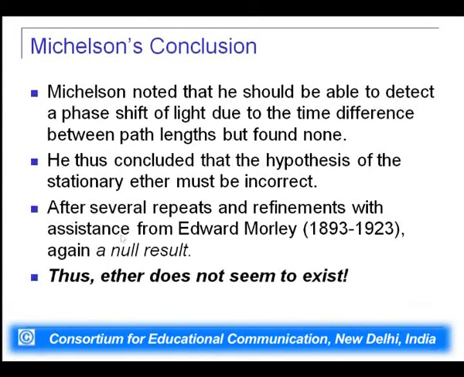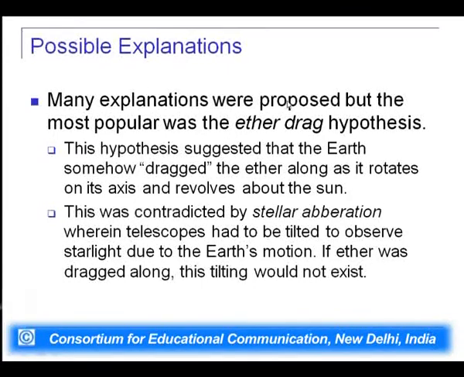The experiment was refined with his assistant Morley, from 1893 to 1923, and again gave a null result. He found this experiment was done under many conditions and done repeatedly, but always the null result was found, with only minor error. Thus ether does not seem to exist in the atmosphere, and no material is required to pass light. Then what was the possible explanation of that?